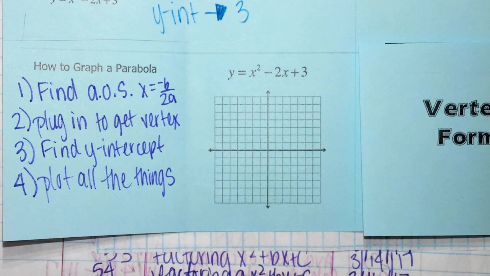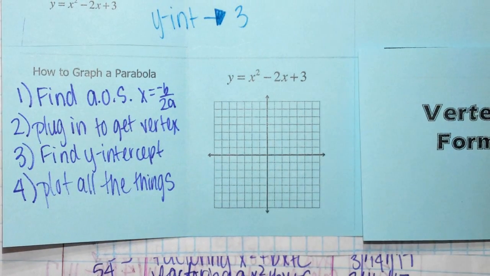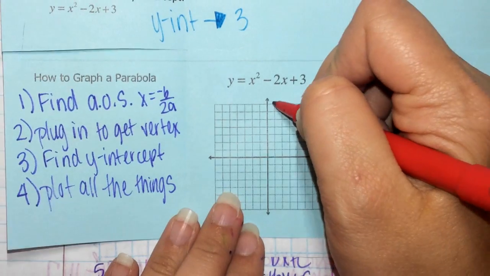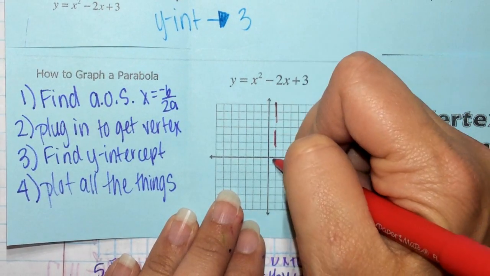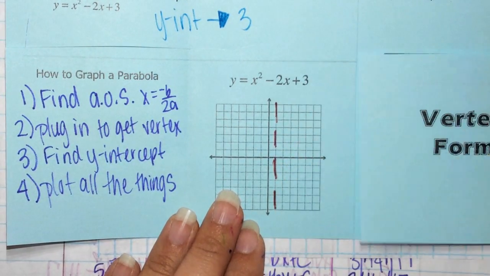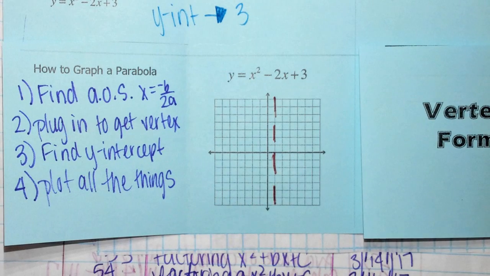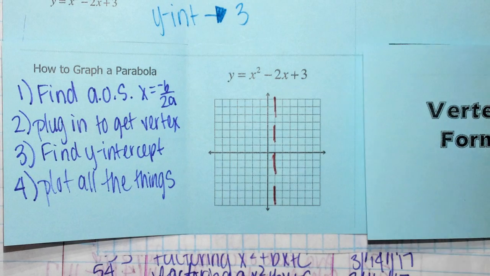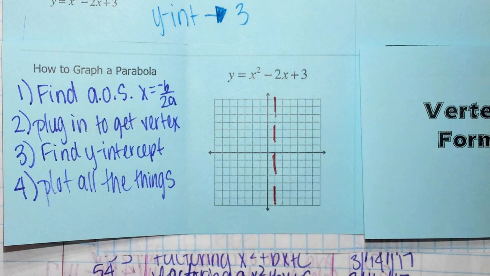So what I want us to do first and every single time is plot your axis of symmetry. So what was our axis of symmetry for this function? 1. So you're going to draw a dotted line on x equals 1. And I want you to do this every single time. We're not going to do vertex form today. We're going to come back to it tomorrow. Just to let you know now.